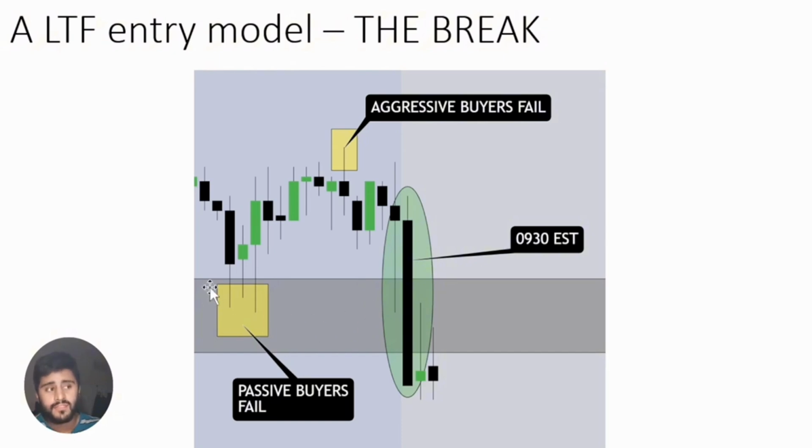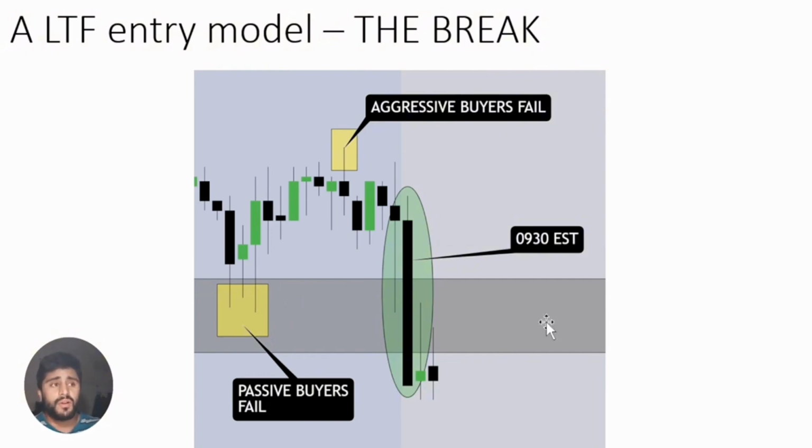So the initial passive buyers sitting over here were unsuccessful, and there were aggressive buyers here. Again, this is via the order flow footprint charts. You can see the aggressive buyers failing, and those previous passive buyers also failing. So now we're looking for a retest.